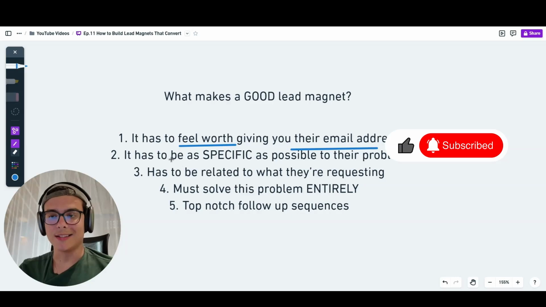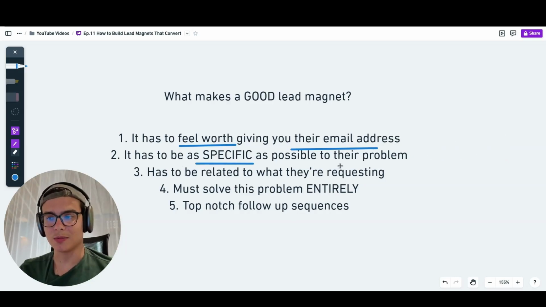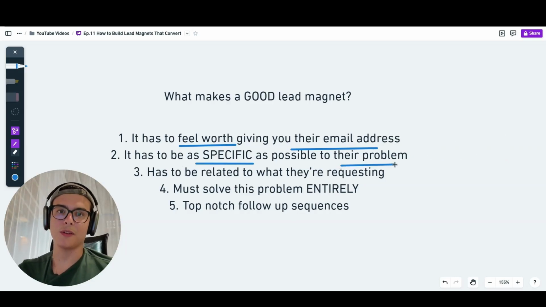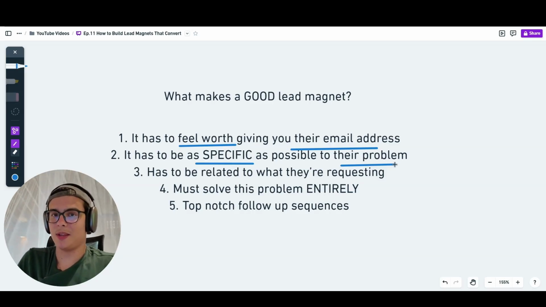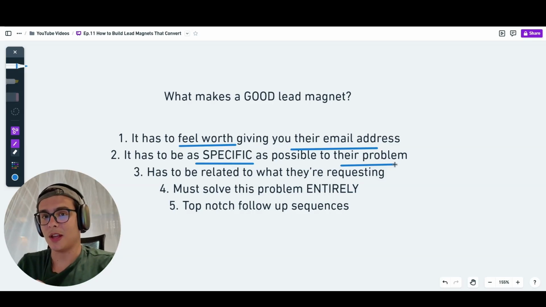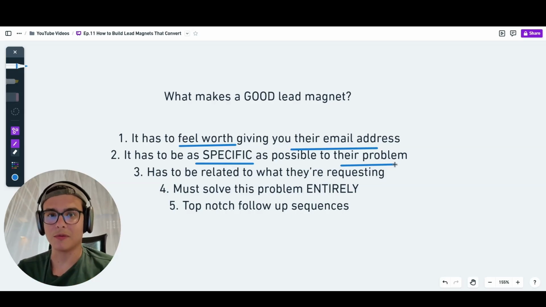The second thing is that it has to be as specific as possible to the problem that they are facing, right? You don't want to make a lead magnet that is so generalized that it doesn't even really help anybody because it's super generic tips, right? It has to be a very specific lead magnet helping somebody solve a very specific problem. You'll understand this a little bit further when I break down the framework in just a second.